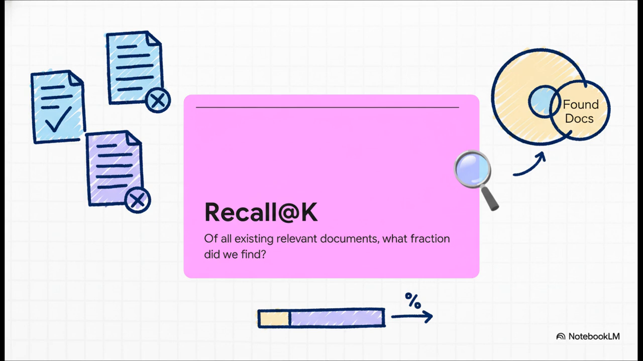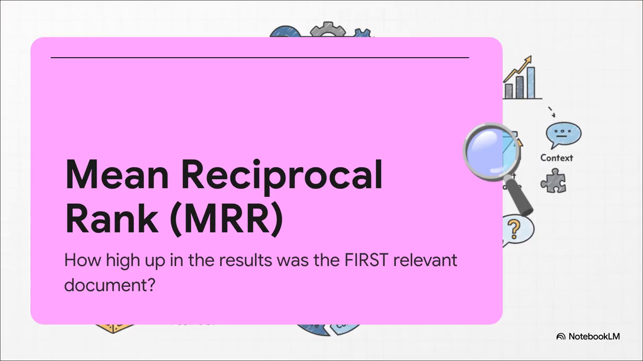Then you've got recall at K. Now this asks a totally different question. It's not about what you found, it's about what you missed. Of all the documents that should have been found, how many did you actually manage to surface? You could have perfect precision but terrible recall, which means the one document you found was great, but you missed 10 other great ones.